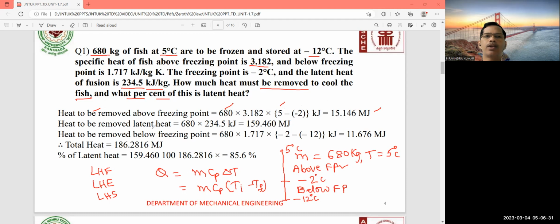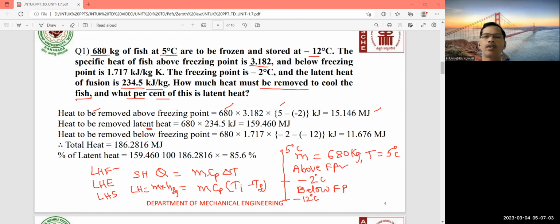Next, there is the latent heat to be removed. The latent heat of fusion of ice is given as 234. This one is the sensible heat, and the latent heat is nothing but equal to m into h_fg.